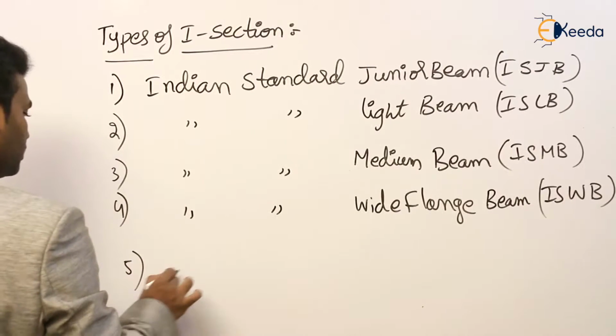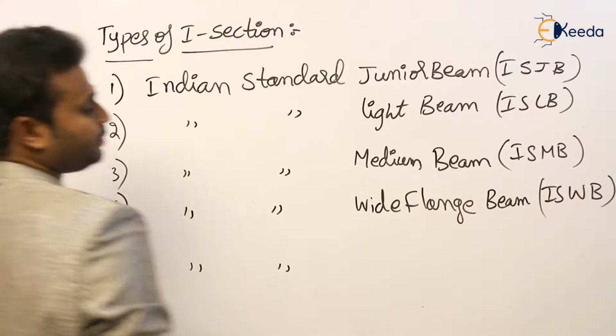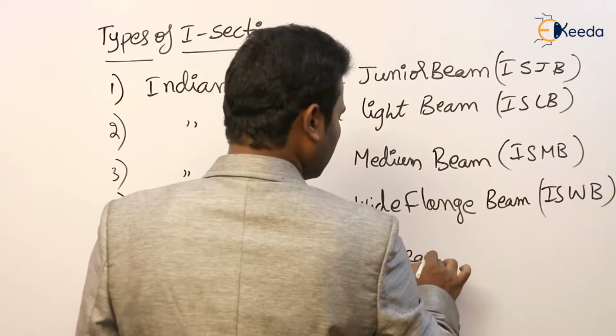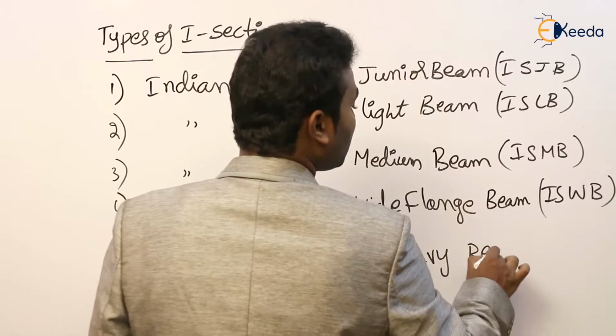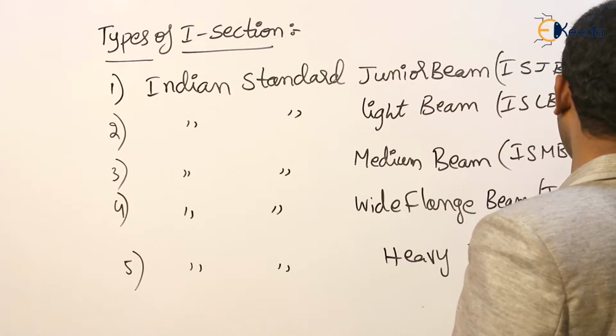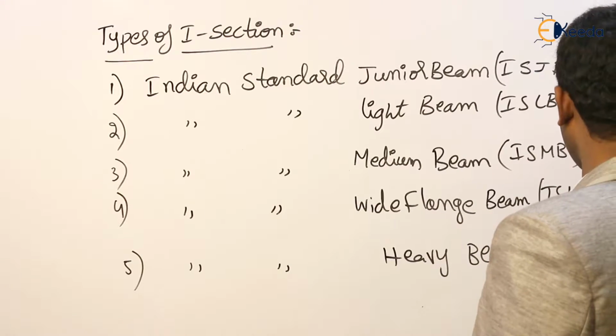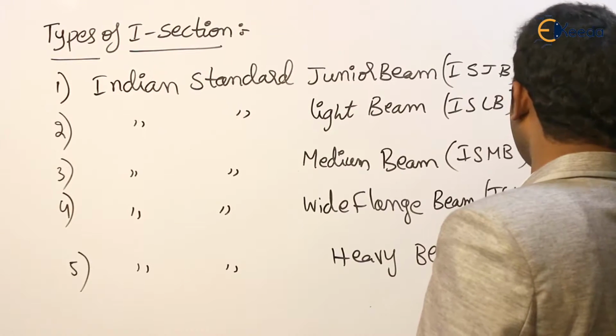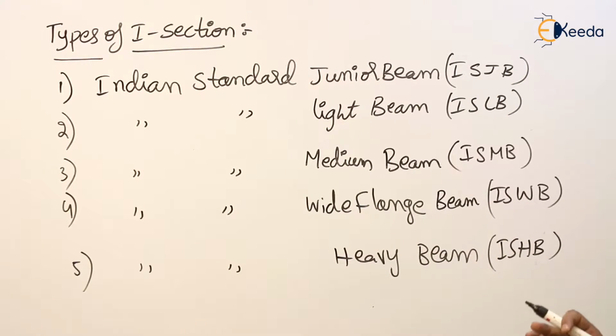Next, Indian Standard Heavy Beam. It means weight per unit length is more for this. Wherever heavy loads and impact loads are coming, we use it. ISHB. So these are the 5 types of I section that are being manufactured.